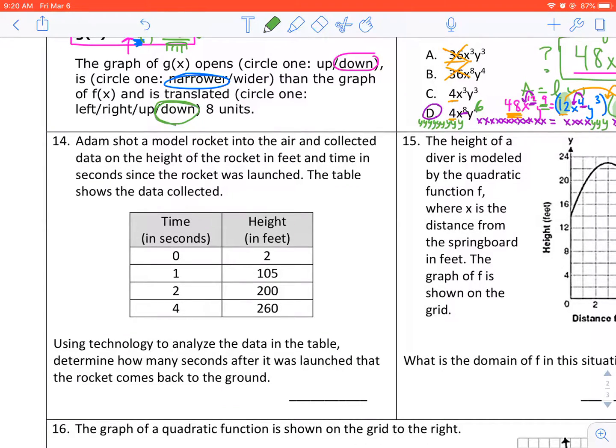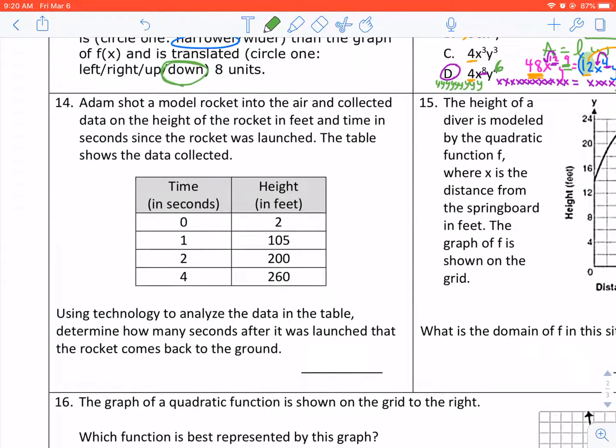Question number 14. Adam shot a model rocket into the air and collected data on the height of the rocket in feet and time in seconds since the rocket was launched. The table shows data collected. Use the technology to analyze the data in the table. Determine how many seconds after it was launched that the rocket comes back to the ground.